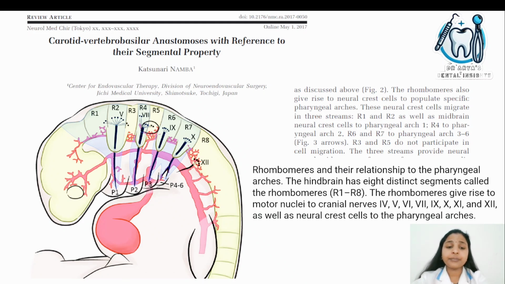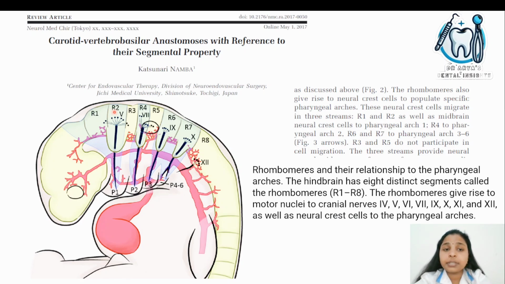Here, this is the hindbrain. It has 8 distinct segments. They are called the rhombomeres. And these rhombomeres give rise to the motor nuclei to the cranial nerves 4, 5, 6, 7, 9, 10, 11 and 12. And also the neural crest cells to the pharyngeal arches. So rhombomeres also give rise to neural crest cells to populate the specific pharyngeal arches.